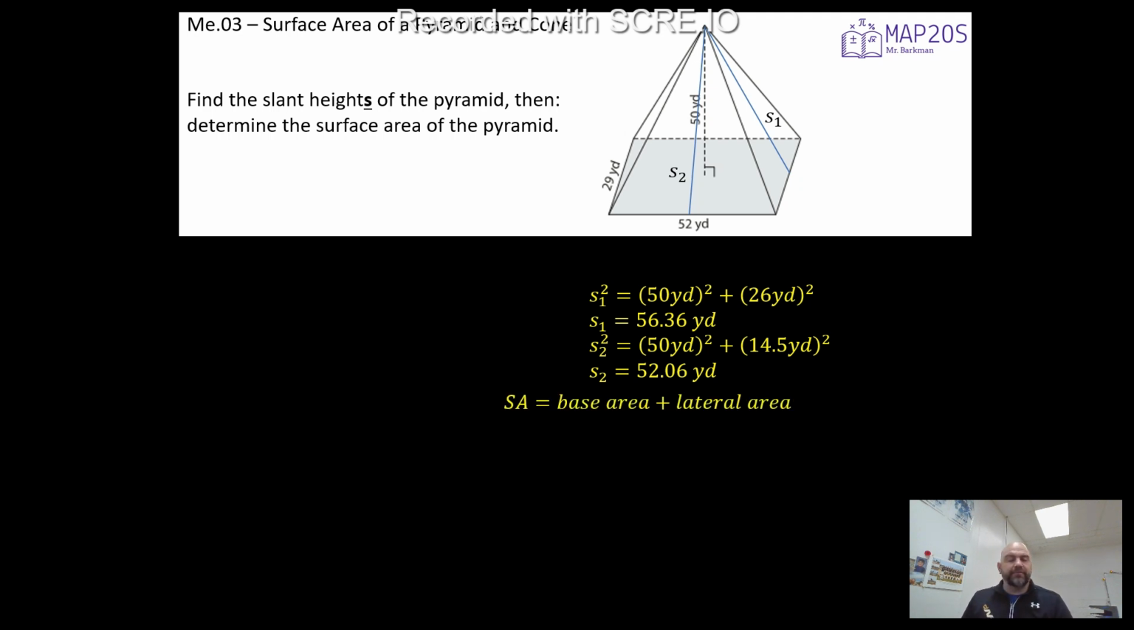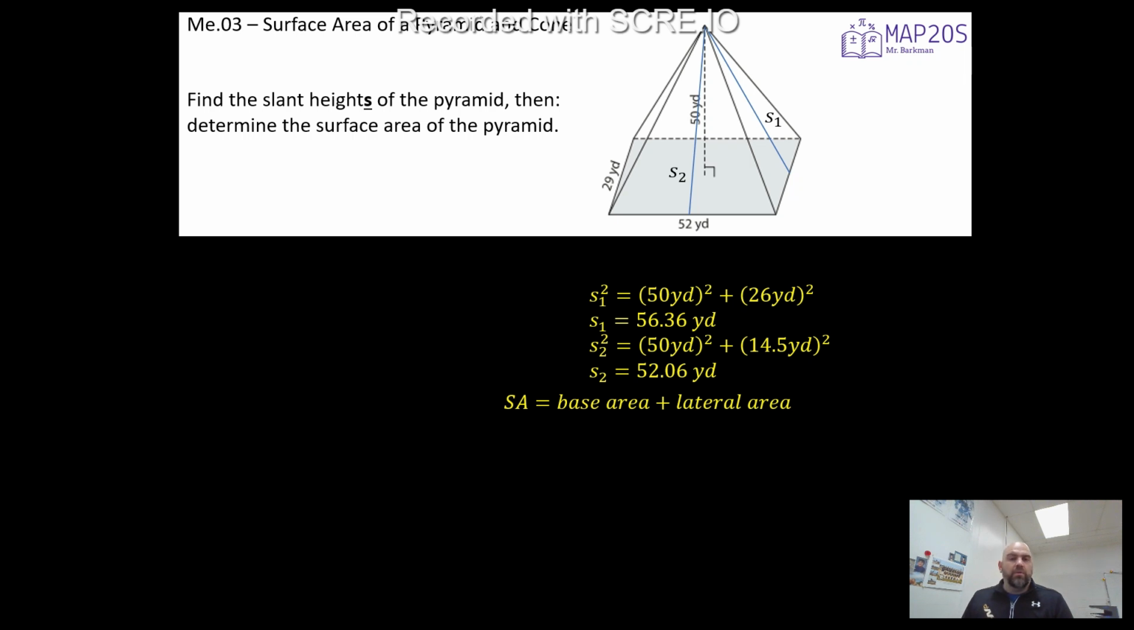Our formula for finding the surface area of a pyramid is never going to change in my case. We're always going to use the same one. Surface area equals base area plus lateral area. Base area being whatever's on the bottom. So in this case, it's that gray shaded rectangle. And then the lateral area is going to be adding up all of the triangles that make up the sides. So we can use that to solve.